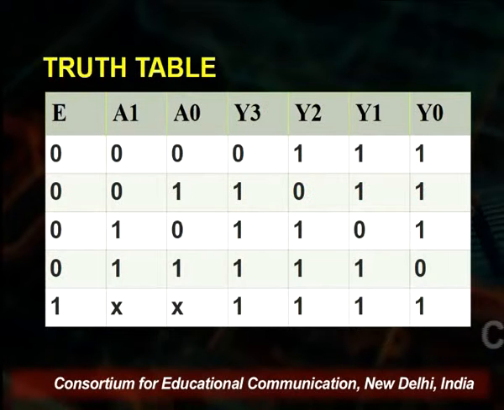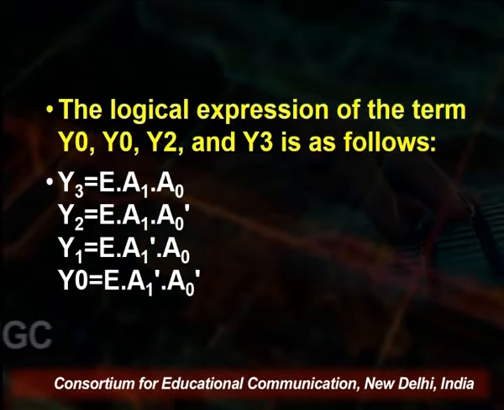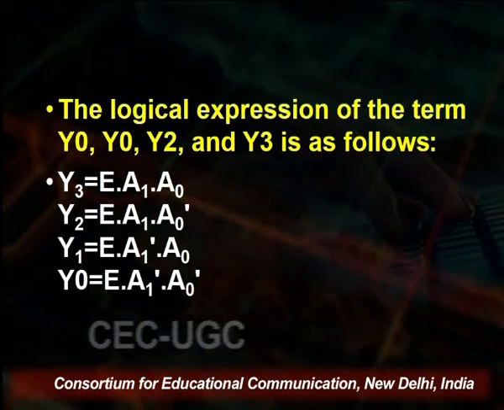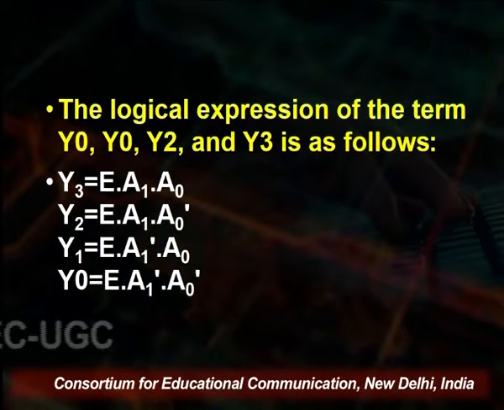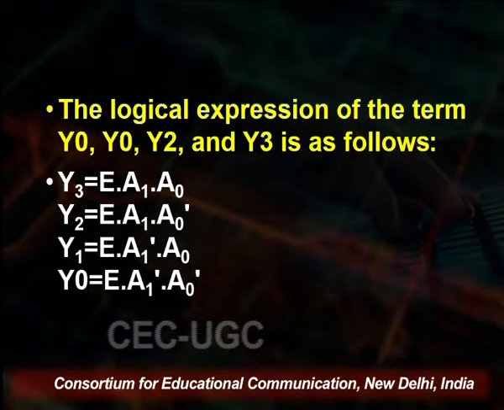Let's look at the truth table. Similar to what we saw in the 3 to 8, here in the first row you see you have 2 don't care conditions. The remaining is almost similar to the other one. The expressions that we get out of this are Y3, Y2, Y1 and Y0 and their corresponding values in terms of the enable E, which is 1, and A1 and A0.